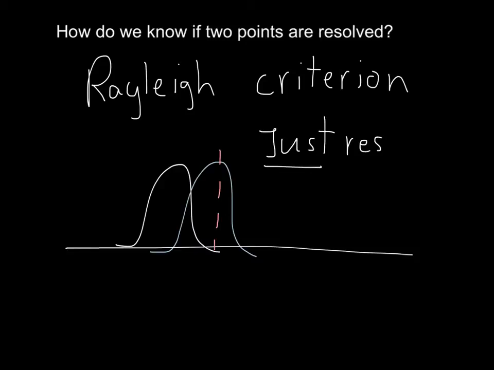And this is what we call just resolved. Any closer, and these are not resolved. Any further apart, and these things are resolved. So basically, if we want to know whether 2 points are resolved or not, we need to take a look, okay, is the maximum of this one further than the first minimum of this one? If the answer is yes, then resolved or just resolved. If they're any closer, then no, we can't tell the points apart, they're not resolved. Now, I'm sure that this sounds a little bit abstract, so let's actually do an example of how I would go about finding this out.